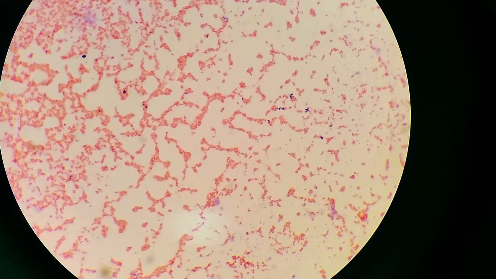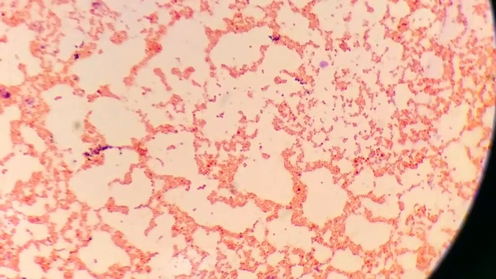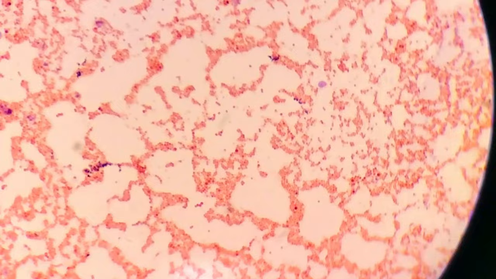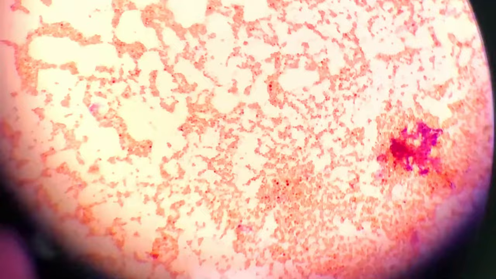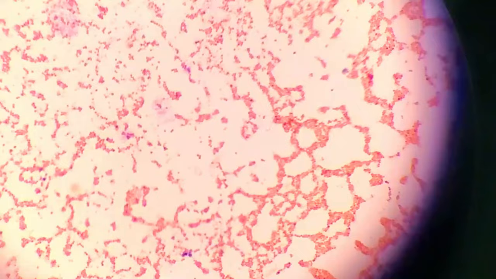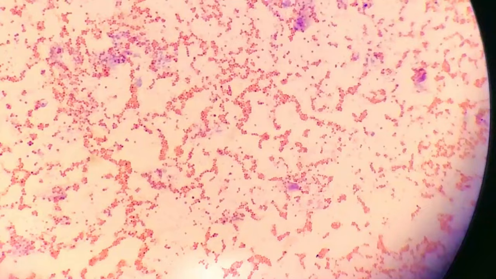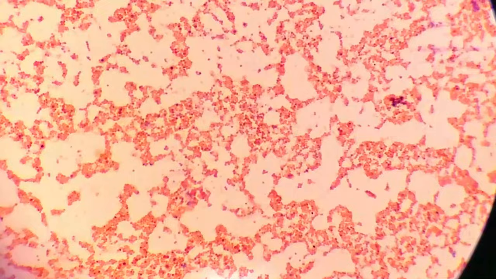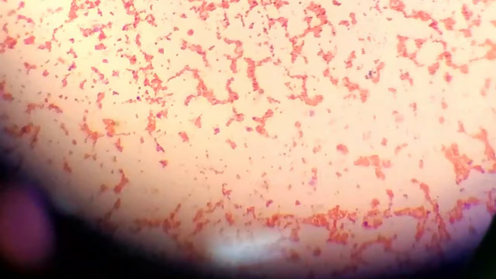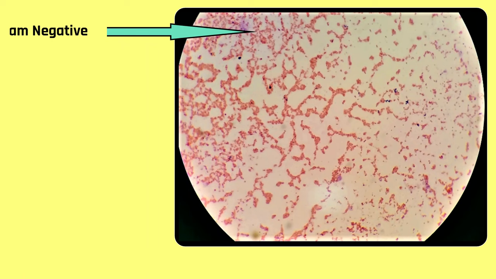This is the view of another type of bacteria. Bacteria are pink in color. The bacterial shape is round or oval. The arrangement of the bacteria is cluster. So we can interpret in this way that the bacteria are gram-negative, cocci-shaped, and in cluster arrangement.